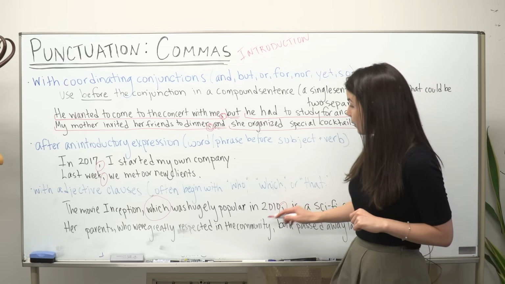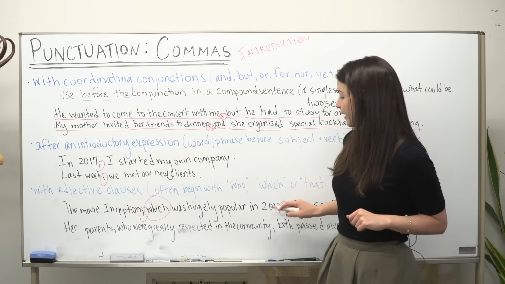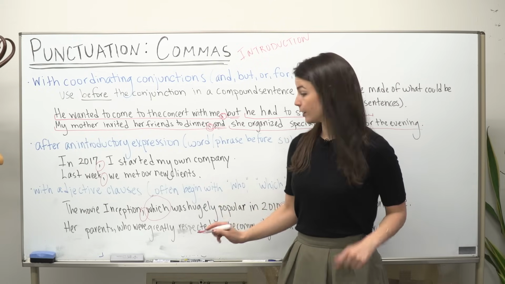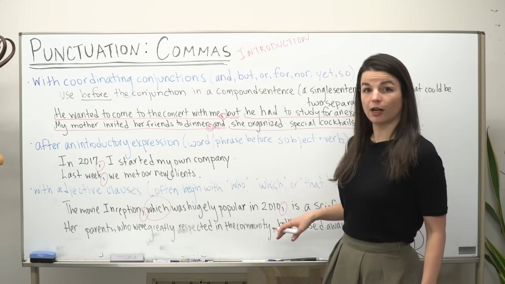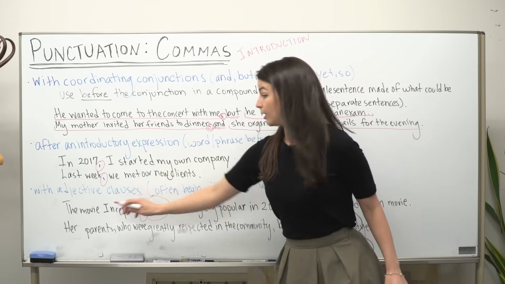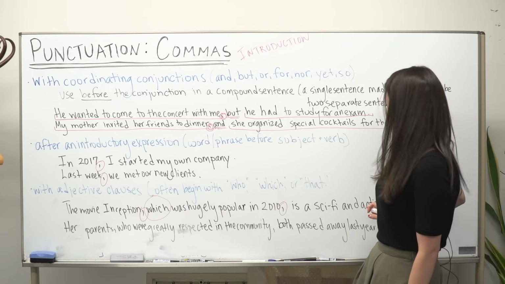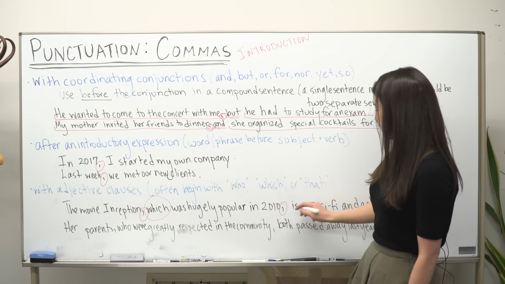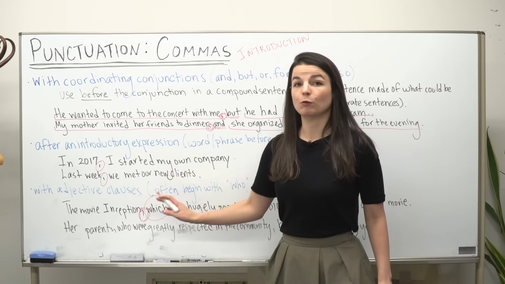So this extra information, which was hugely popular in 2010, is set apart from the sentence with commas. If I remove this relative clause, the sentence is correct. The movie Inception is a sci-fi and action movie. So we can use relative clauses with extra information and set them off with commas.